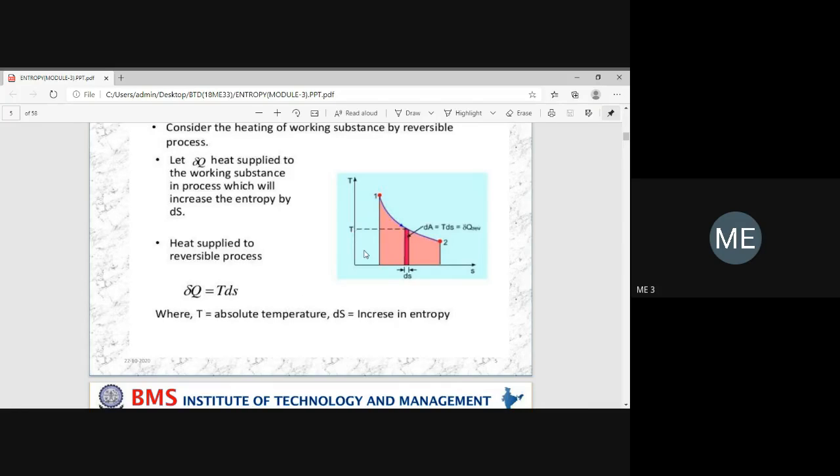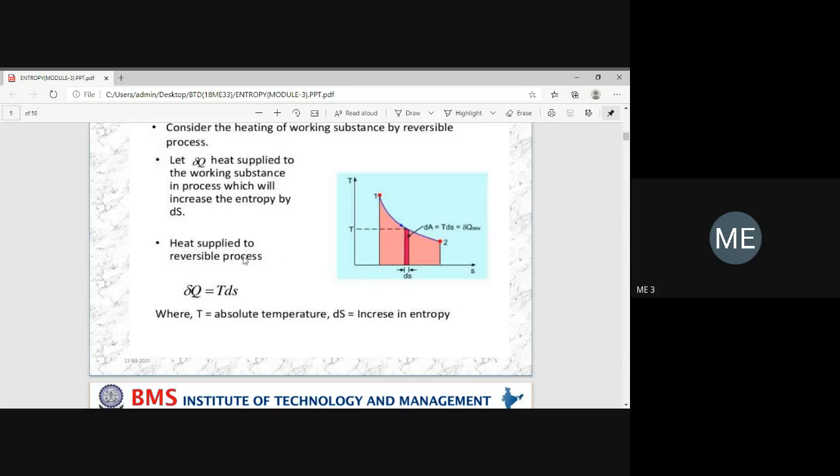So you consider this TS diagram. Consider the heating of a working substance by a reversible process. Let dq be the amount of heat supplied to the working substance, which will increase the entropy by ds. As I said, as you add heat to the system, the entropy of the system will increase. dq is the quantity of heat supplied to the working substance, and the increase in the entropy will be given by ds. According to our definition, ds is dq by T.